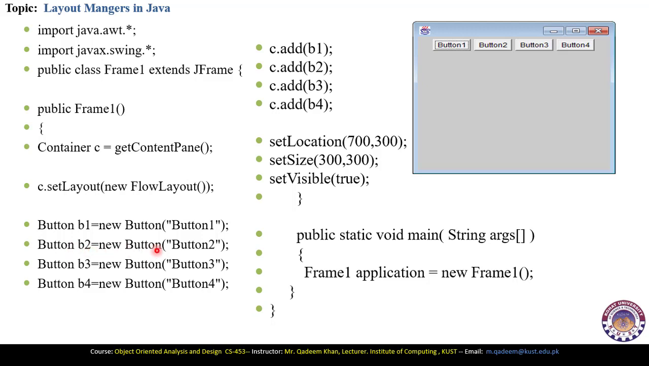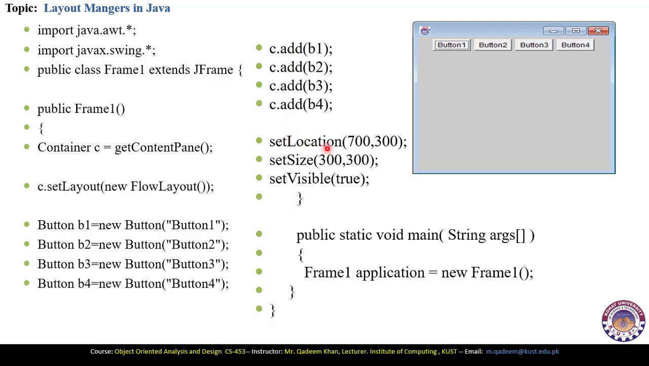Now button 2, new buttons, second button, similarly third and fourth button. These are the labels that will appear over the buttons. Now these buttons are added here. If you add the first button, that first button will appear. If you add the fourth button first, then the fourth button will appear first, and so on. So the GUI will show different buttons according to the sequence in which they are added to the container.